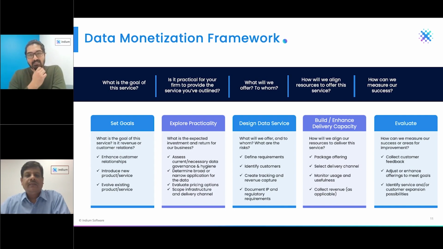Next is designing the data service itself, right? So now we're talking about the technology aspects. Okay, do I have the right platform where I can build my data processes and my data sets? Do I have the right platform to cleanse my data? Do I have the right platform to apply my governance and security rules and all the policies itself? So that goes into the data service.